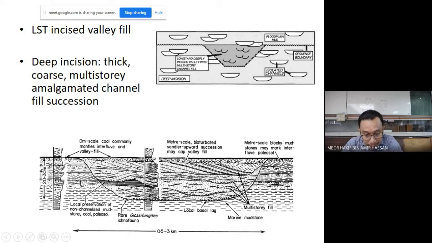And away from the incised valley, this is your unconformity, right? Your line here goes down, it goes up again, and you have soil formation. And this is your interfluve area. This is also your interfluve area.